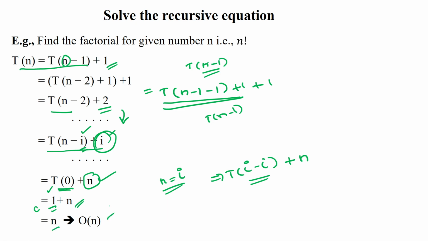So that is the time complexity for the factorial number by using the recurrence equation.